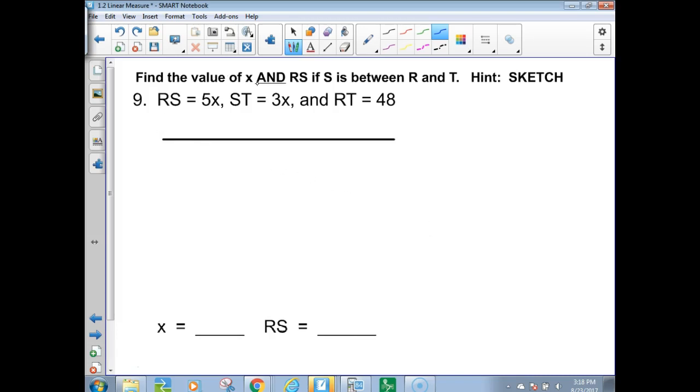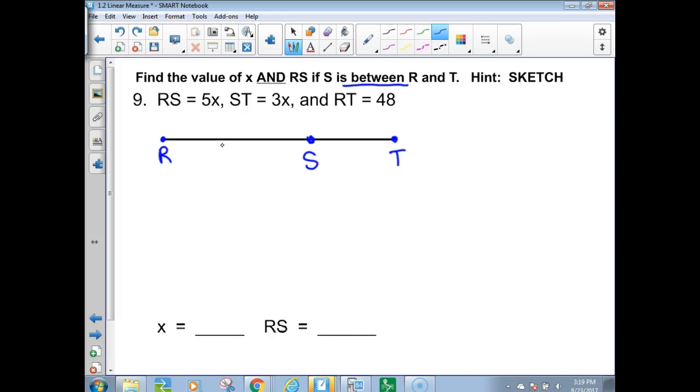Okay, so it says, find the value of X and the distance from R to S if S is between R and T. So if S is between R and T, the ends here are R and the other end is T. Now, I'm not assuming just because it says between, it means it's right in the middle. So I'm going to make it so it's not. Put S down there. And it doesn't matter where you put it.